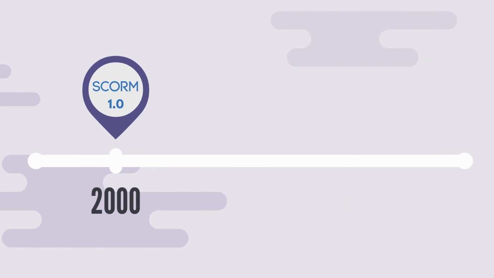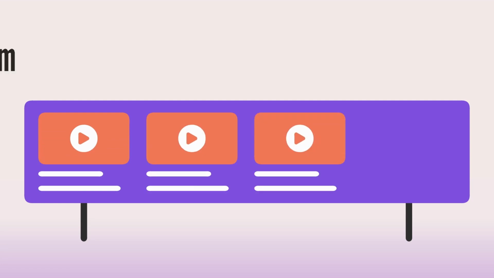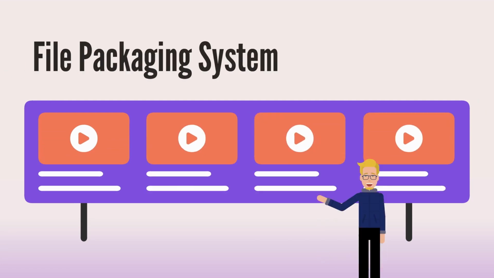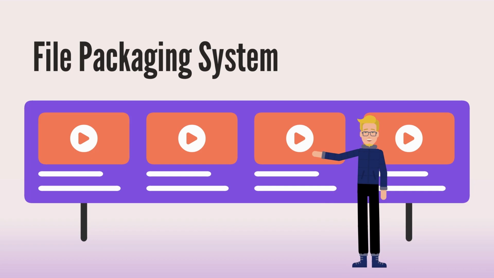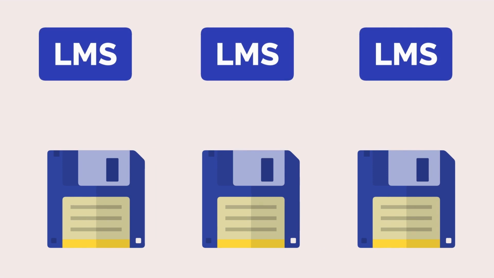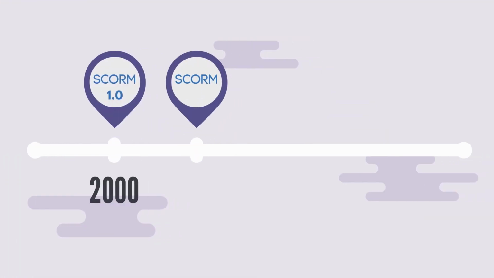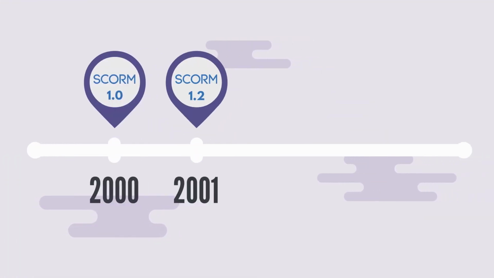In the year 2000, SCORM 1.0 was created. It was created as a file packaging system to take your course content, put it in a file, package it up, and wrap a bow around it so that you could have it live in multiple LMSs. And then they created 1.2 six months later.